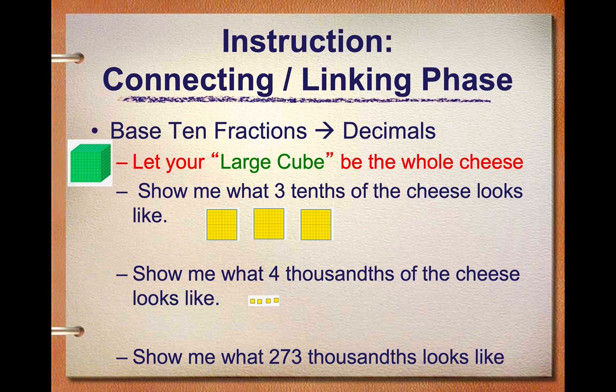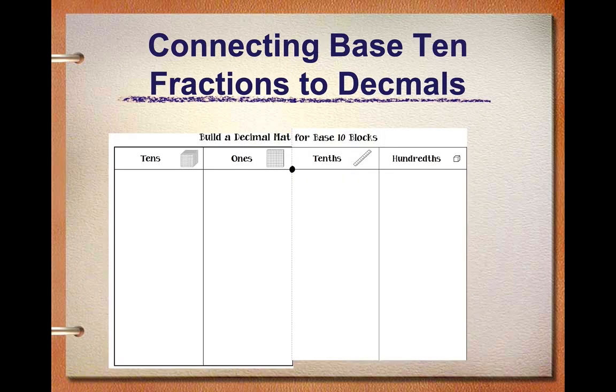And if we're getting real precise and want 273/1000ths, well, let's think about that. We'd have 2 of the tenths, 7 of the hundredths, and 3 of the thousandths. So again, as we define our whole, all the other pieces take on new meanings. In this case, we see what that would look like for the large cube.